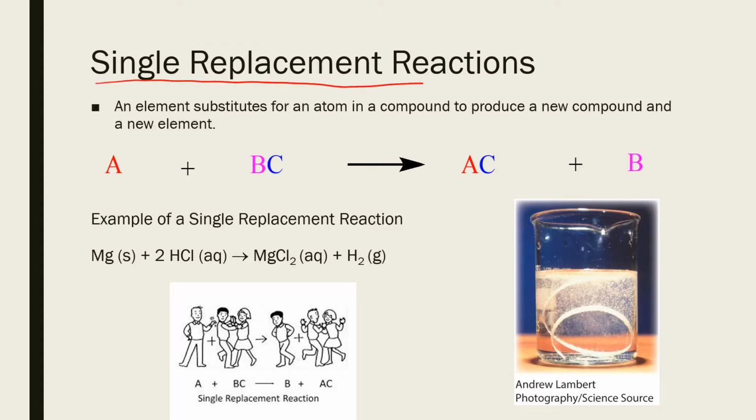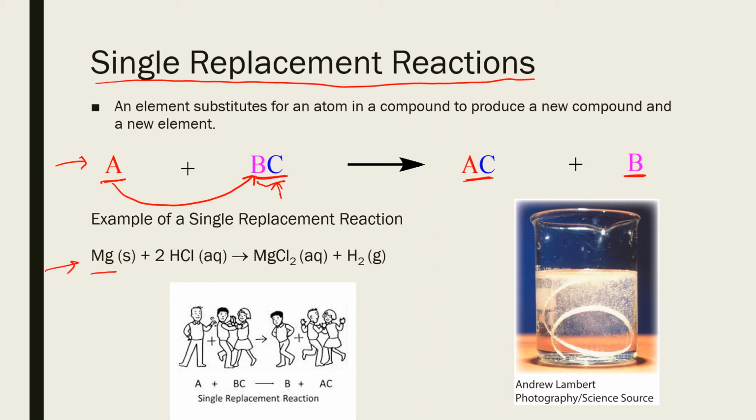Single replacement reactions are sometimes also known as single displacement reactions. In this reaction, an element such as A displaces or replaces another element, for example B, from a compound. Remember, A will always be an element, and BC is an example of a compound. A will displace B, take its place and become AC, and B will be a free element. An example of a single replacement reaction is shown here.